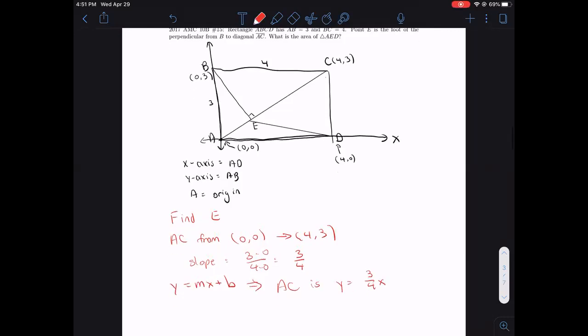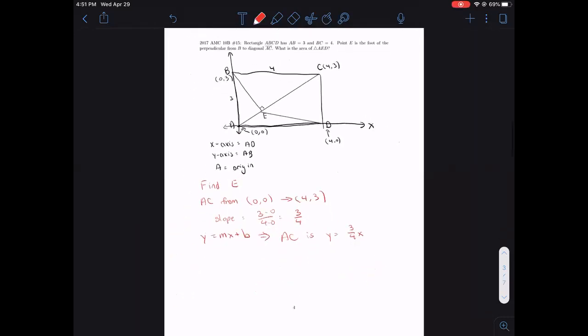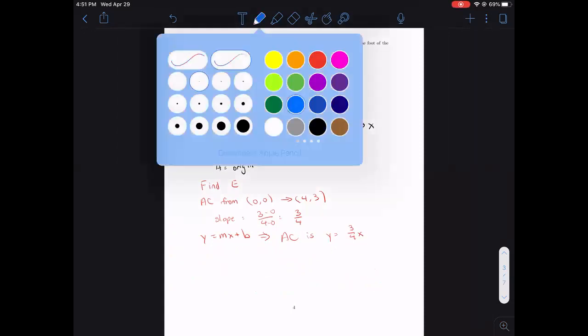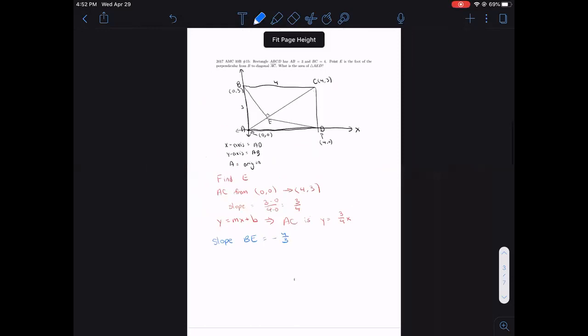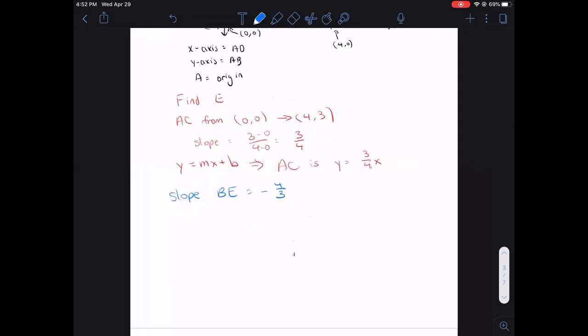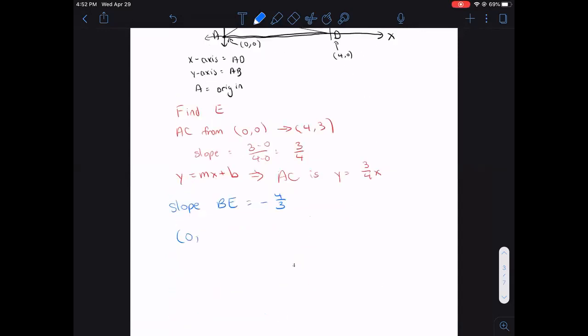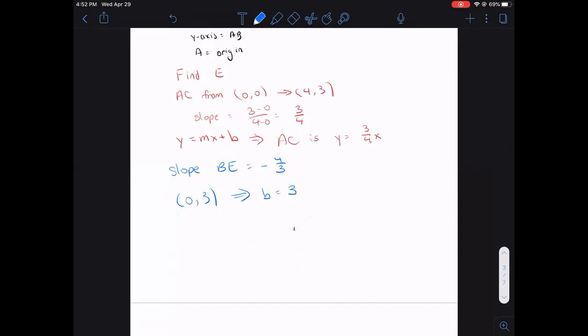All right, so now in order to find E, we need a line passing through B perpendicular to AC. So we have a formula for this from before. So we know slope BE is a negative reciprocal, which is negative 4 over 3. So using point slope form, this passes through 0, 3. So the y-intercept is 3. And just plugging this in, we get y equals negative 4 over 3x plus 3.